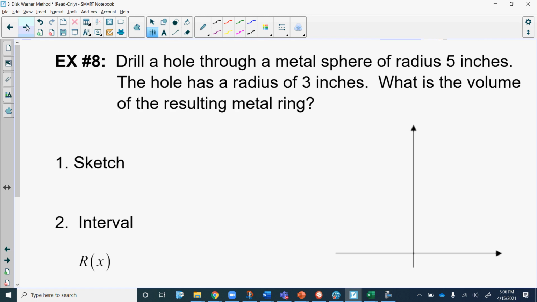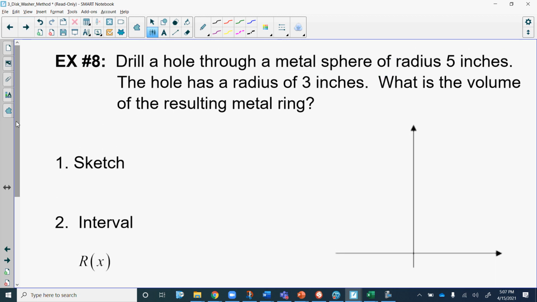All right, guys, hope we're going strong with this. We got one more to do. Drill a hole. We're going to drill a hole through a metal sphere, which has a radius of 5 inches. The hole has a radius of 3 inches. What is the volume of the resulting metal ring?